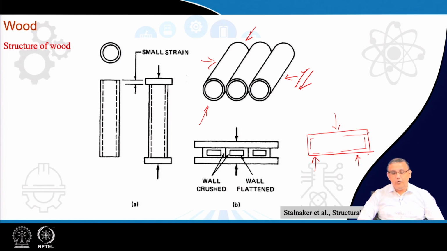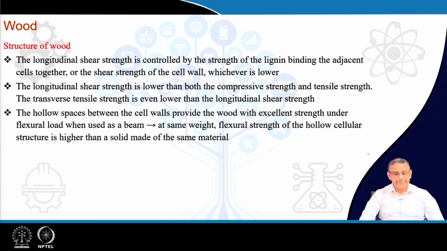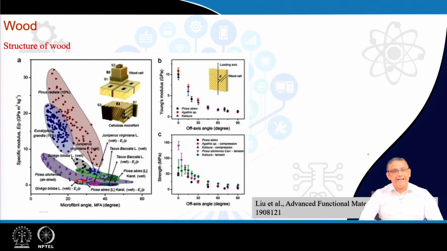So again, wood possesses excellent compressive strength along the cell direction, along the trunk direction, and also wood has excellent bending strength because of the hollow internals. Now, this effect of the loading direction on the properties of the wood is being shown over here.